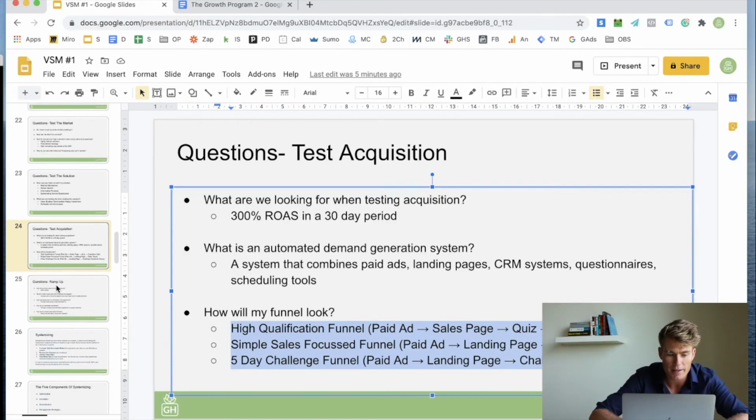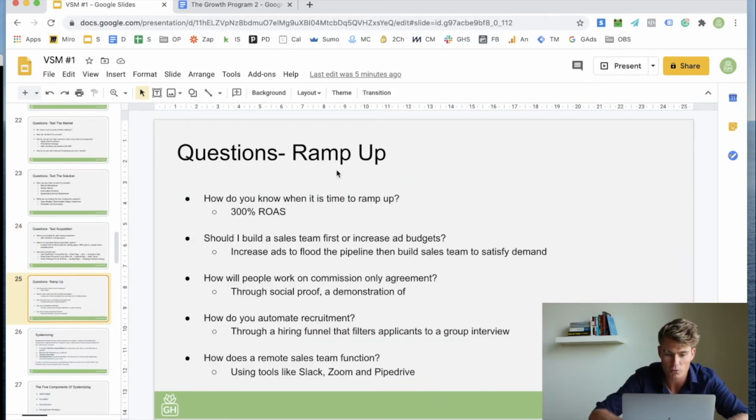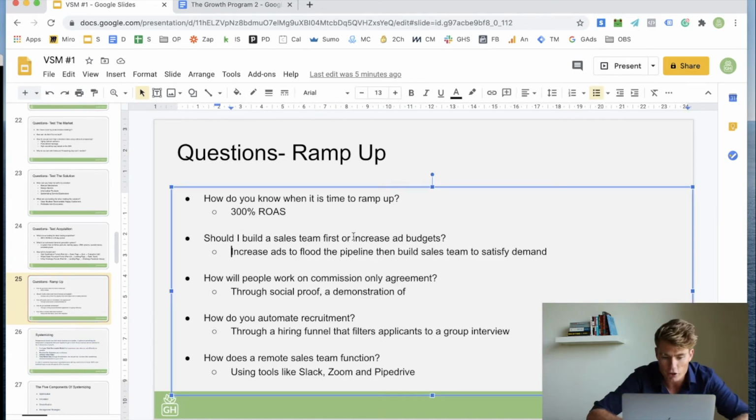Okay. Next up, questions relating to ramping up. How do you know when it is the right time to ramp up? So to increase the marketing budget, that is when you've got at least a 300% return on ad spend. Should I build a sales team first or increase ad budgets? You should definitely increase ad budgets gradually first, flood the sales pipeline, and then build the sales team. Because the last thing that you want is a sales team sitting on their hands, not doing anything, because there isn't enough leads for them. Okay, so you should always scale up the ads first.